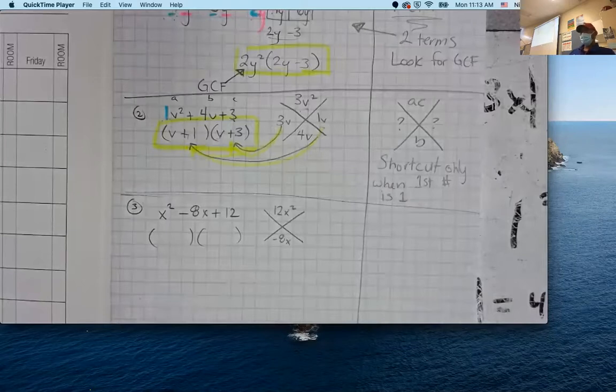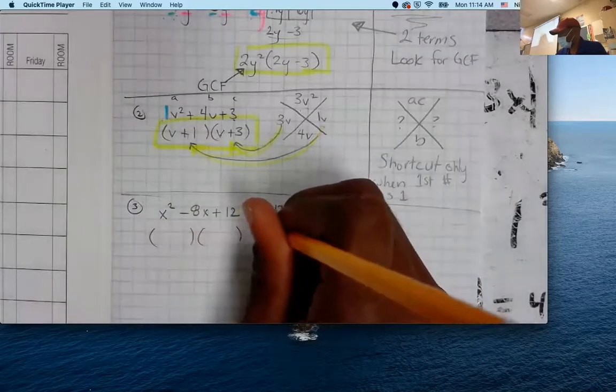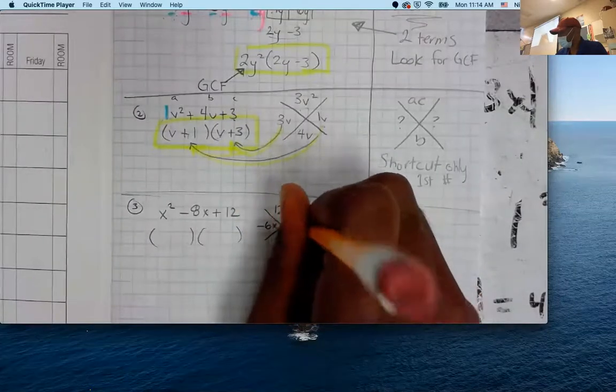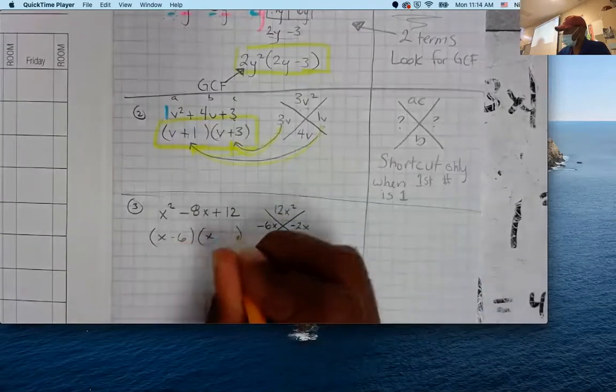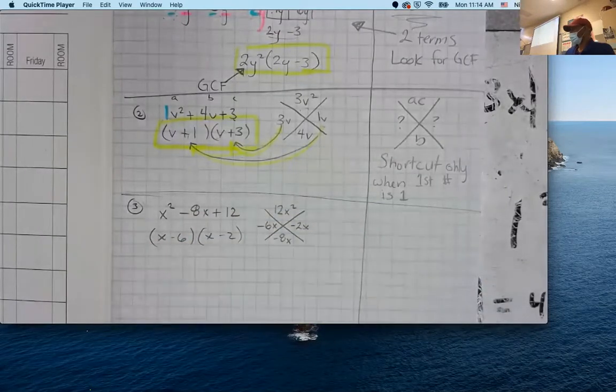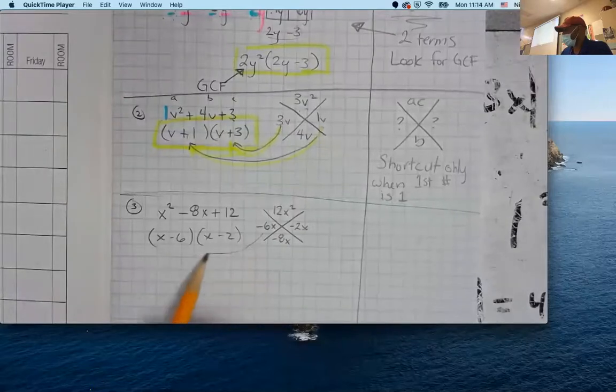And again, what two numbers multiply to 12, but then add up to negative 8? So you said negative 8 and negative 4? No. Negative 6, negative 2. There you go. So negative 6x and negative 2x. So now here x, and then we have minus 6 and minus 2. So literally just once I find those numbers, they go right in there.